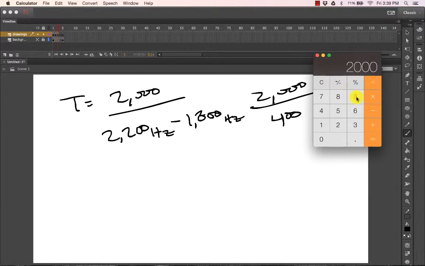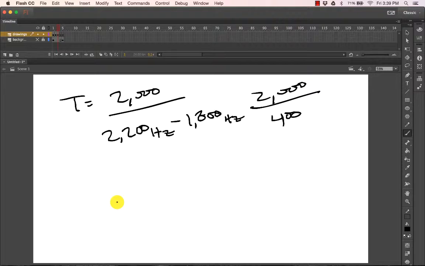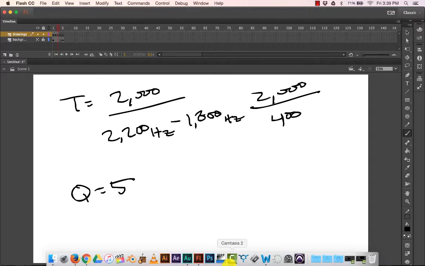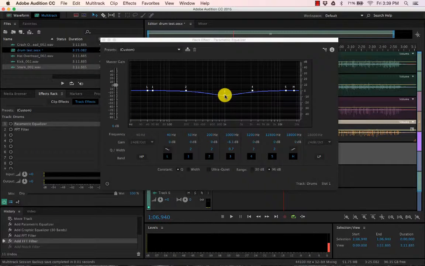$2,000 divided by 400. Yeah, 5. So that means the Q would be 5. So let's go back over here and take a look at what these look like. So let's put this 2,000. Let's have our gain be 10. So remember, 0.66 was for 2 octaves, but Audition just rounds it up to 0.7.